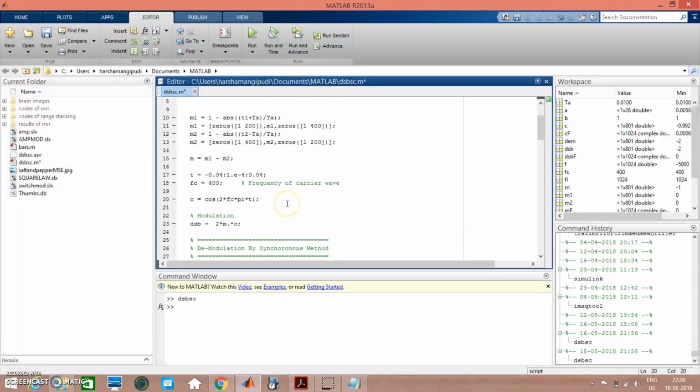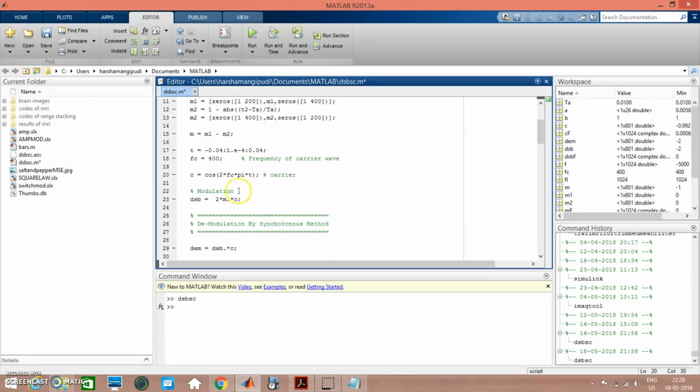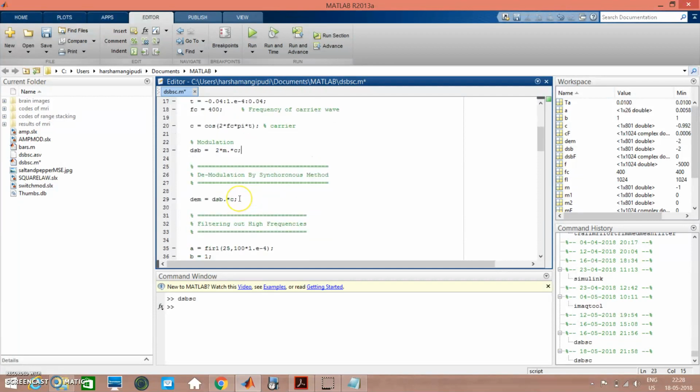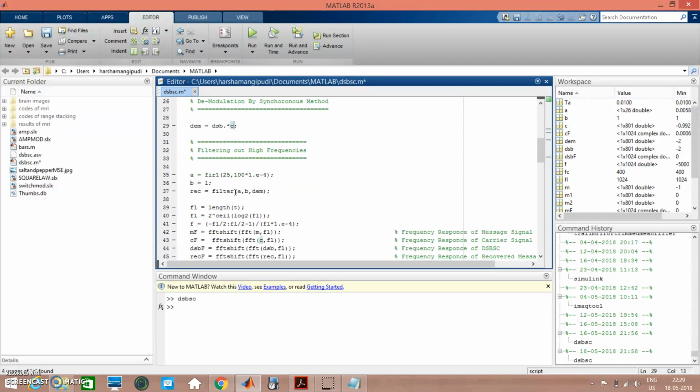This is my carrier. Similarly, this is my DSBSC signal: 2 into cos 2 pi FCT into the message signal, whatever message signal it is. This is my demodulated signal. For the demodulated signal, what do I need to do? Just multiply it with the carrier signal using the product modulator, then you'll get your demodulated signal.